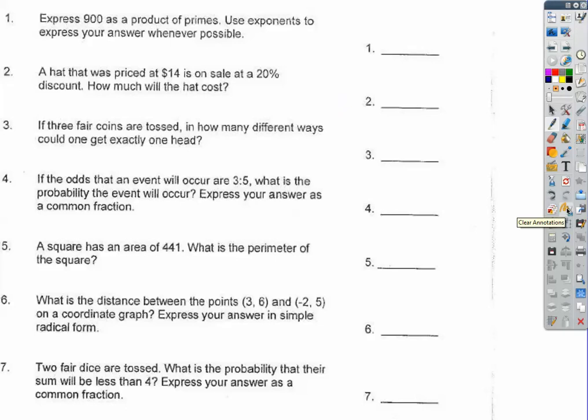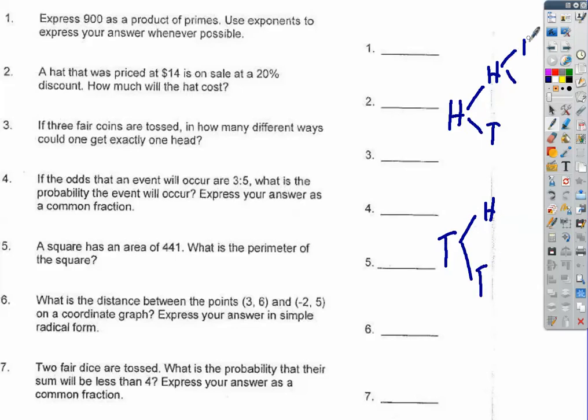If 3 fair coins are tossed, how many different ways could one get exactly 1 head? Well, the only way to really do this is making a counting tree. So here's our second toss, and then here's our third toss. And since it has 3 tosses, you have to do a counting tree as opposed to an area model. So exactly 1 head. Well, there's 1. There's 2. And there's 3. So we have 3 ways of doing it.